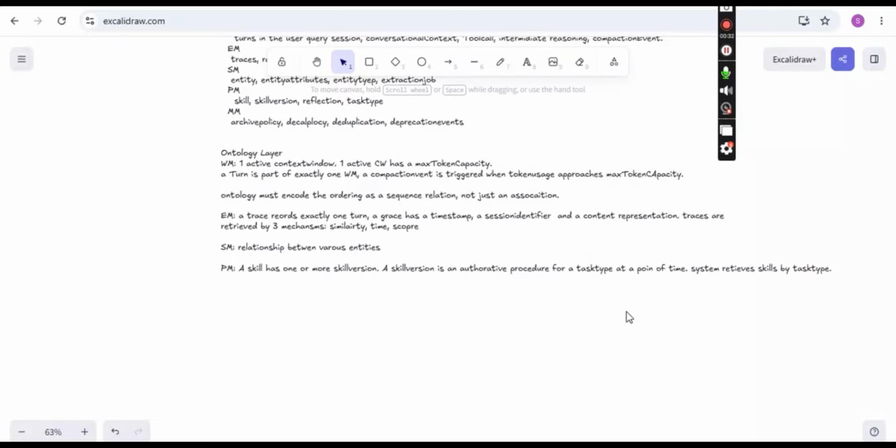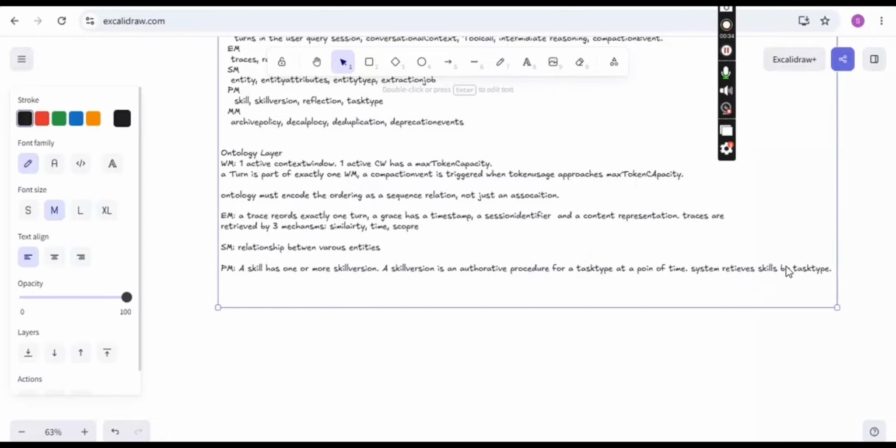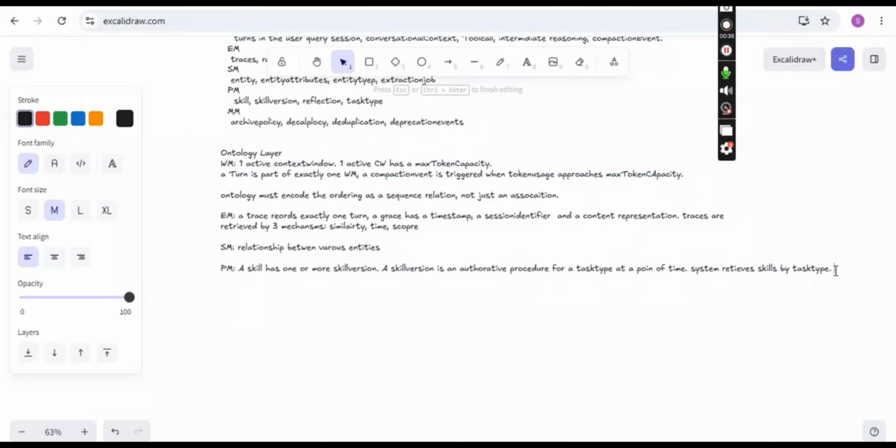So next is coming that meta memory. What is that meta memory? Meta memory is the controlling layer of all. Here, it does not store any domain knowledge, it stores the policies and operations that govern the other four layers. Okay, what does it store?